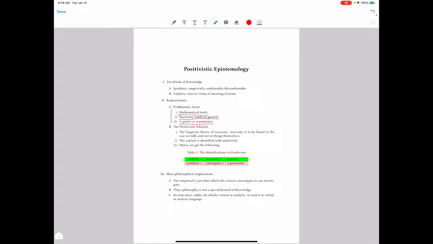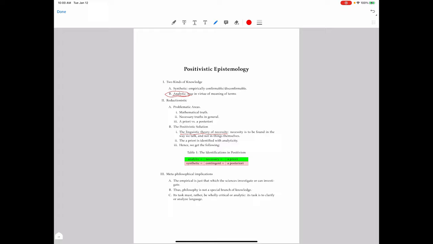So we get mathematical truths, we get necessary truths, and what are we going to say about the distinction between a priori and a posteriori? Positivistic epistemology contains answers to each of these problematic areas. So the positivistic solution says, necessity is to be found in the way we talk, not in things themselves. So the only kind of necessity that there is or could be is necessity in virtue of analyticity.